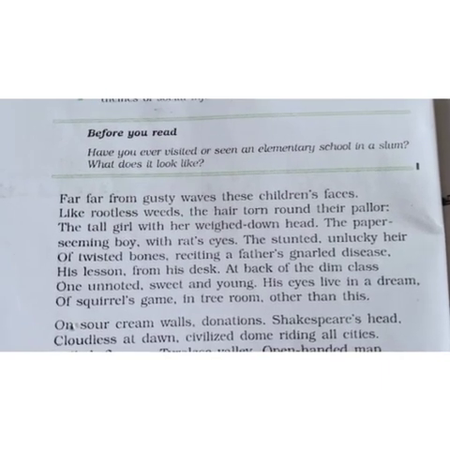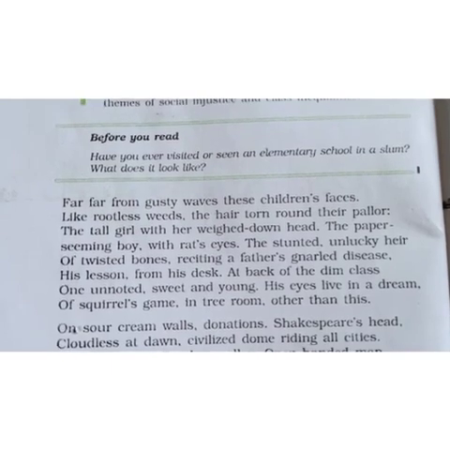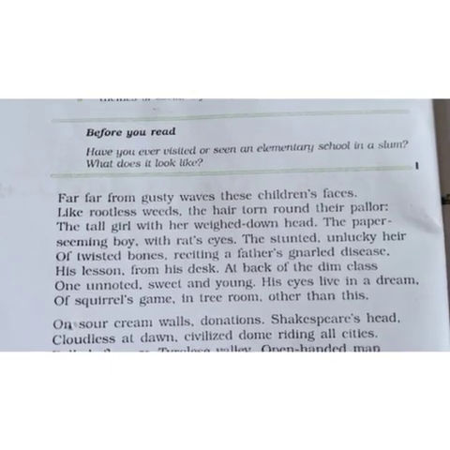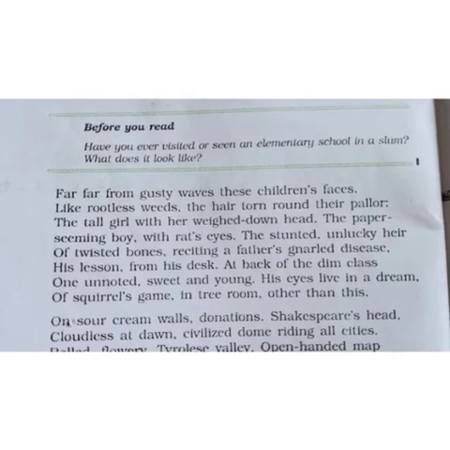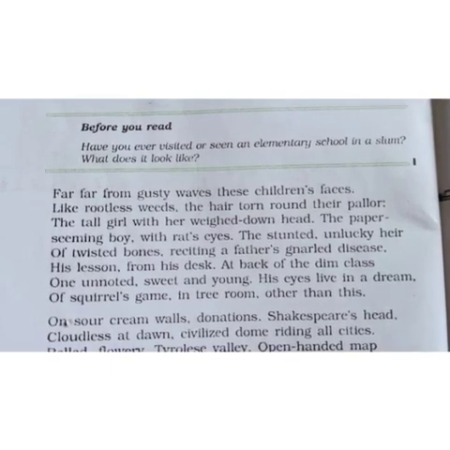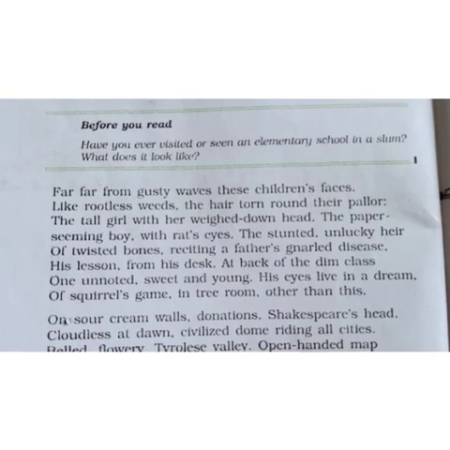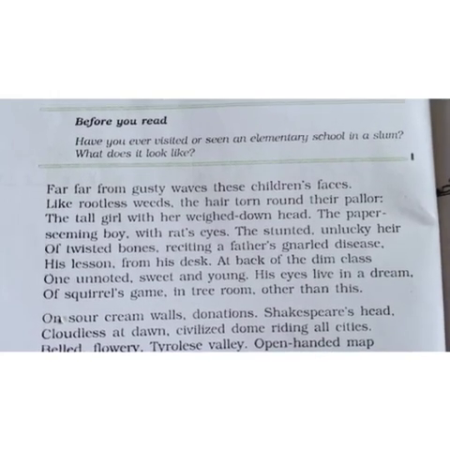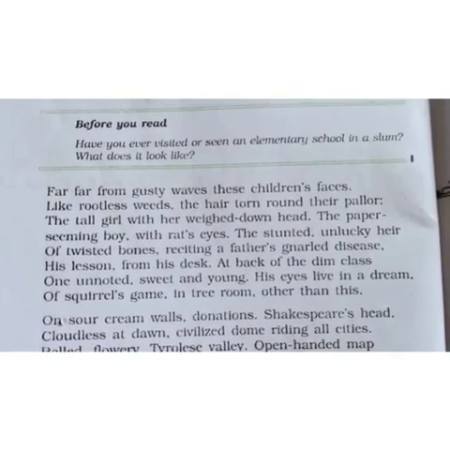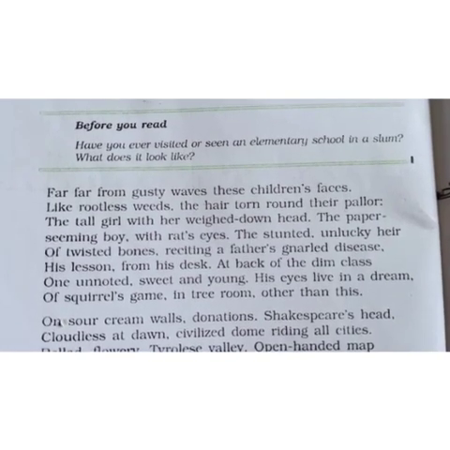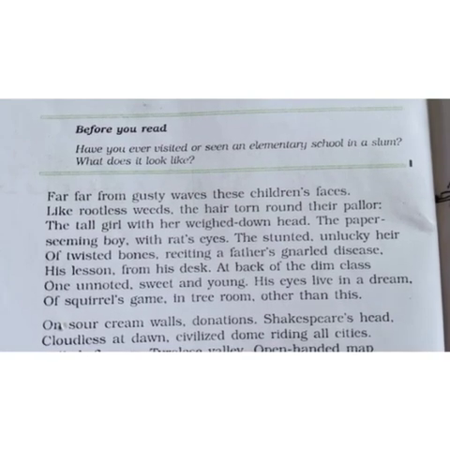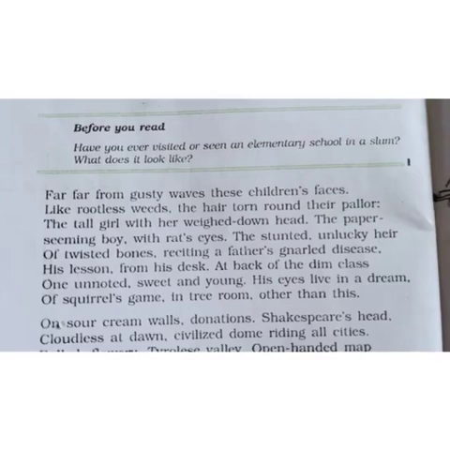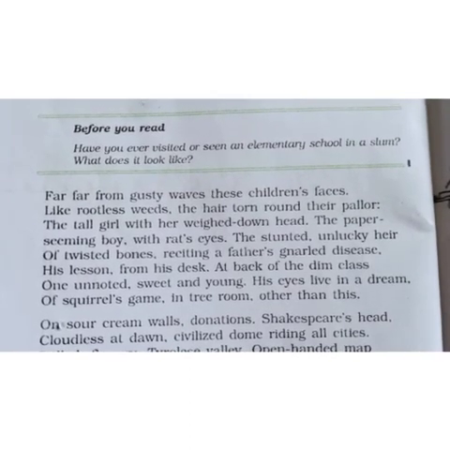The stunted unlucky heir. Here it is the description of another boy who is considered an unlucky heir, meaning unlucky successor. The word stunted means not fully grown. The boy is unlucky because his body is not fully grown and he has inherited twisted bones from his father, which are not developed properly. He is reciting. Now here the word reciting means showing. He is showing that he has inherited his father's gnarled disease, meaning tough disease, and that is the twisted bones. And he is also reading from his place.